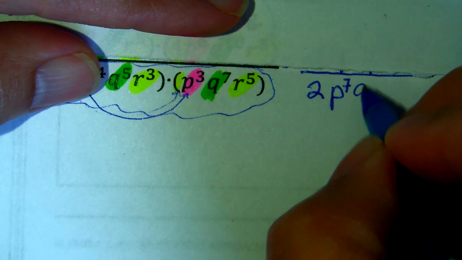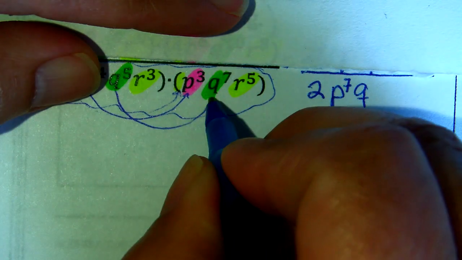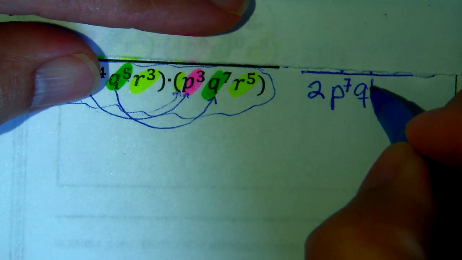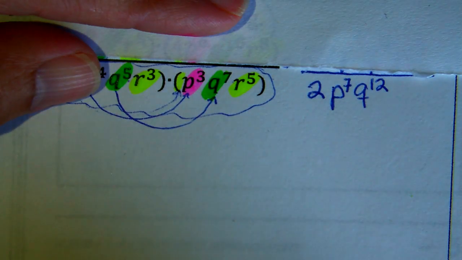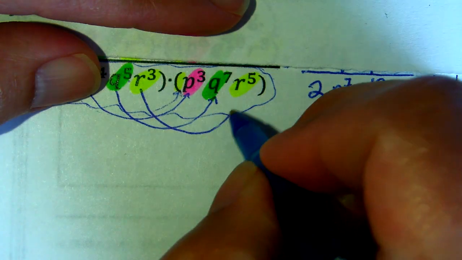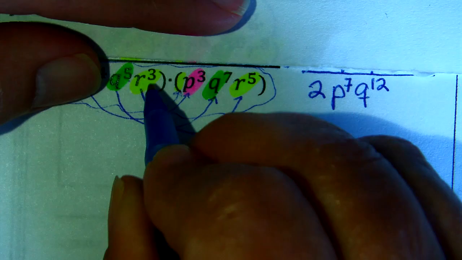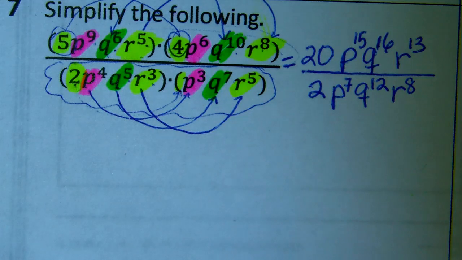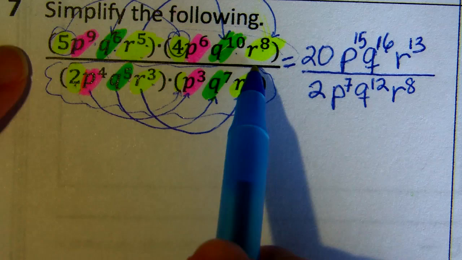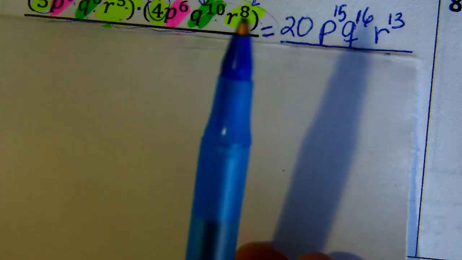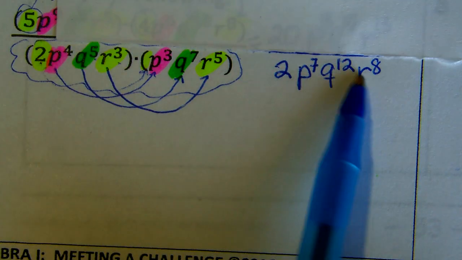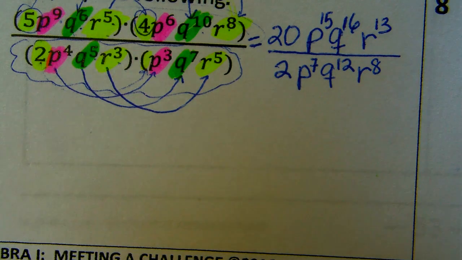Then to the Q. Q to the 5 times Q to the 7. 5 plus 7, 12. And then the R. R to the cube times R to the 5. 3 plus 5 gives you 8. All right. So now we simplified the multiplication from the top, and it gave us this. And now we simplified the multiplication in the bottom, and we got this. Now we're ready to do the division.